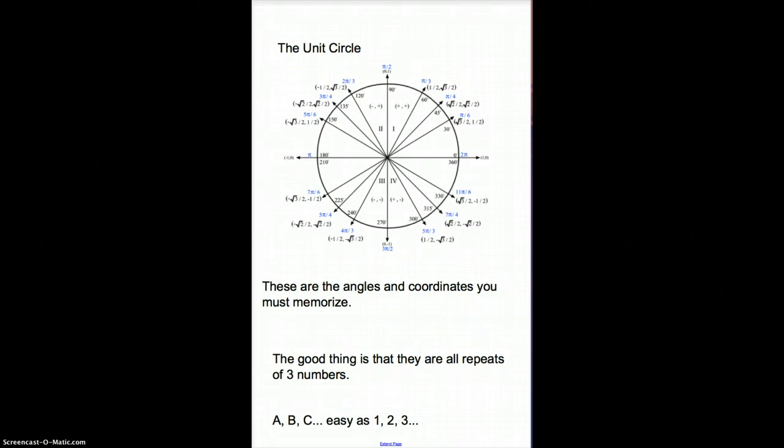The good thing is that they're all just repeats of 3 basic numbers. As Jackson 5 says, ABC, easy as 1, 2, 3. I'll show you.